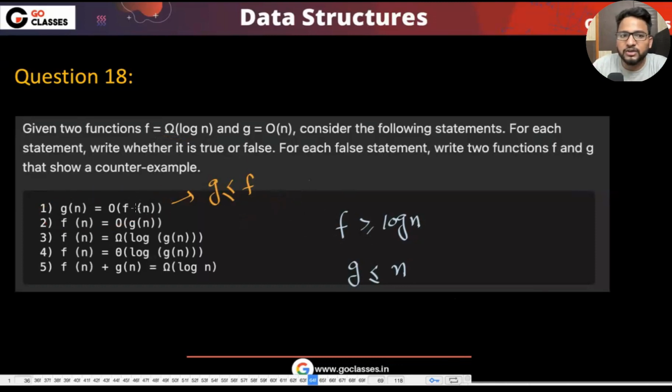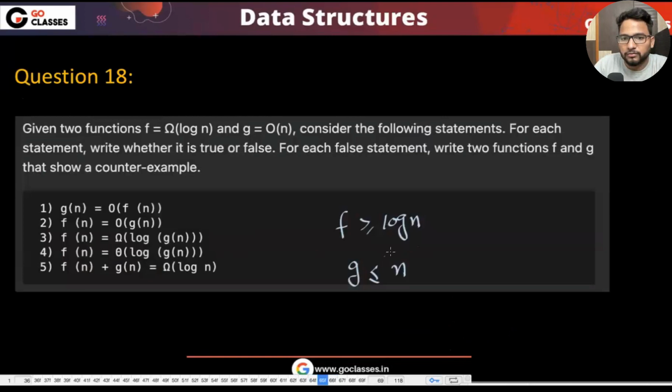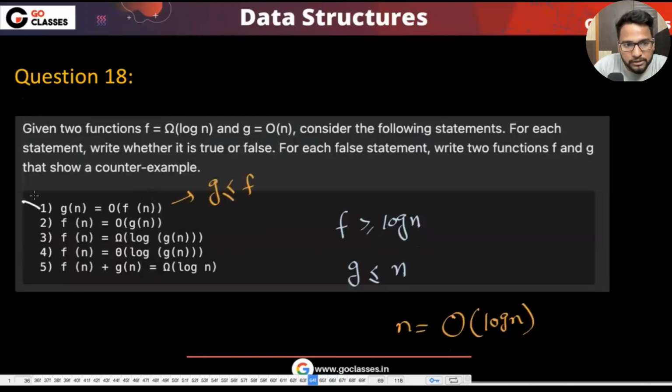So this need not be true. You just take f as log n and g as n. Can you write n equal to order of log n? Can you have any constant such that this holds? I don't think so, right? So that's why this is false. In fact, C and E are only true. I hope that is fine.